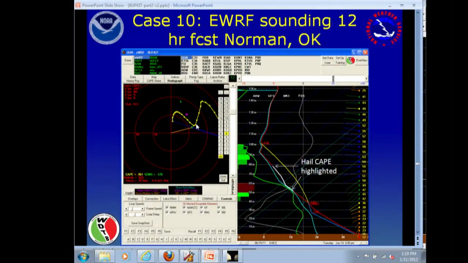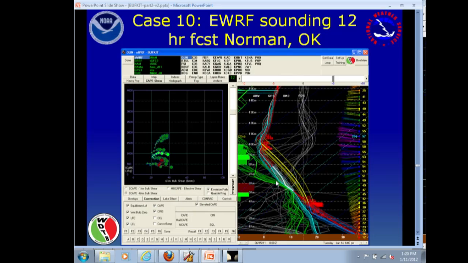Let's go ahead. Oh, by the way, there's a function called Hail CAPE. You can highlight the -10 to -30 layer and see how the buoyancy is in that layer. But we need to do some more work to provide better guidance as to what it means. Usually I like to look for high buoyancies in this layer to get large hail, especially with high shear and so forth.